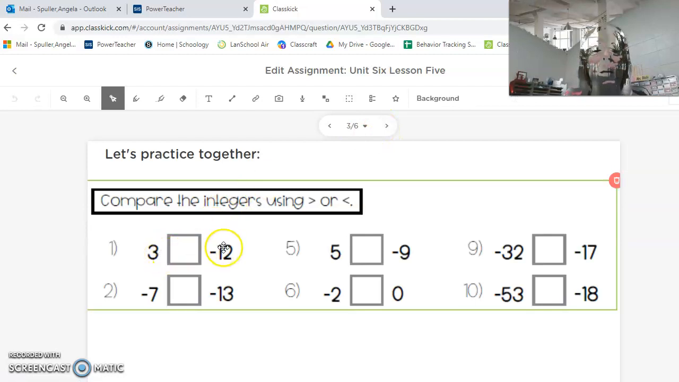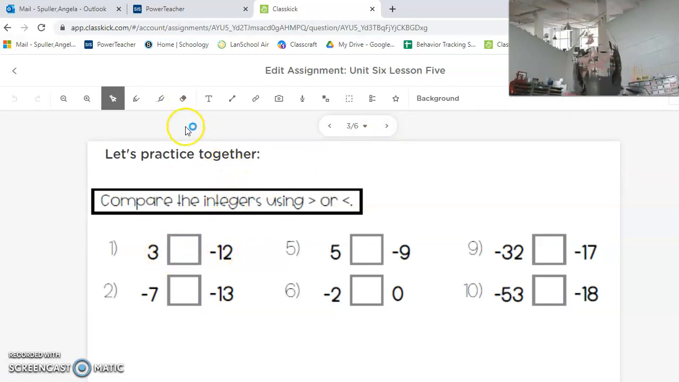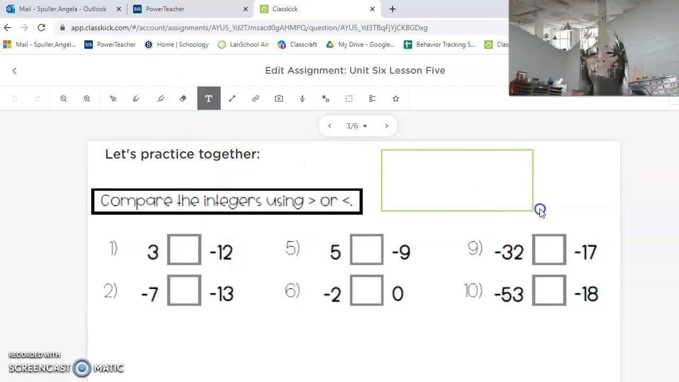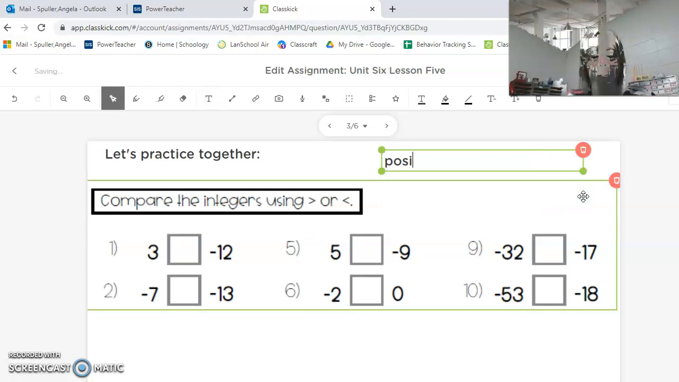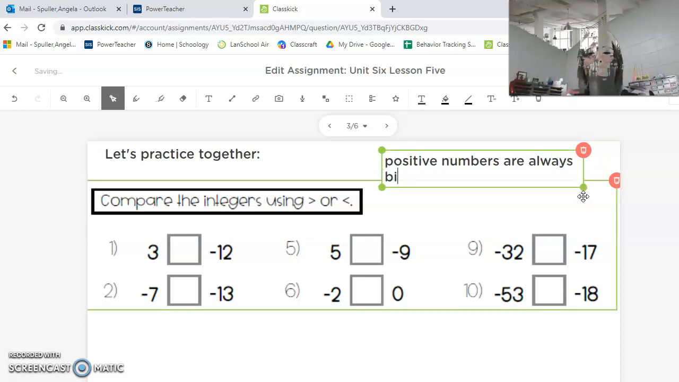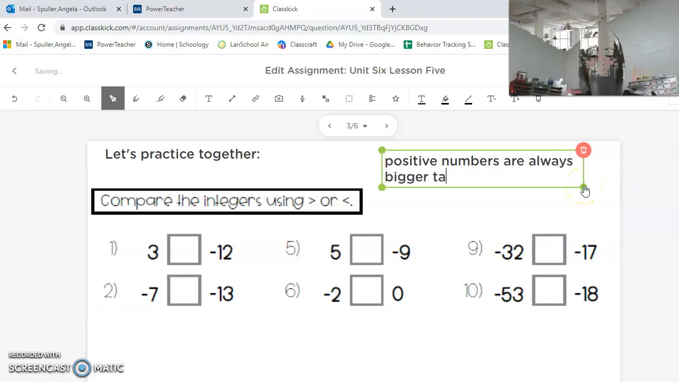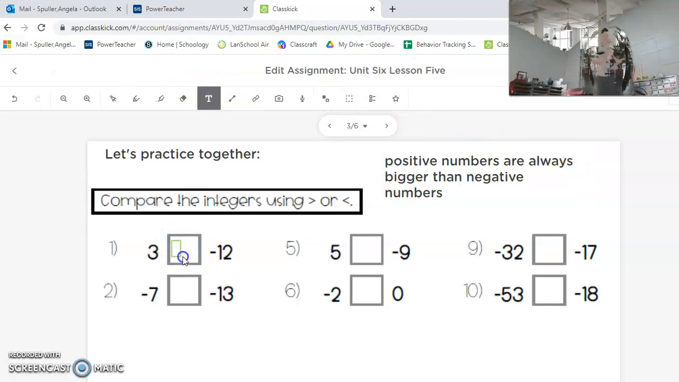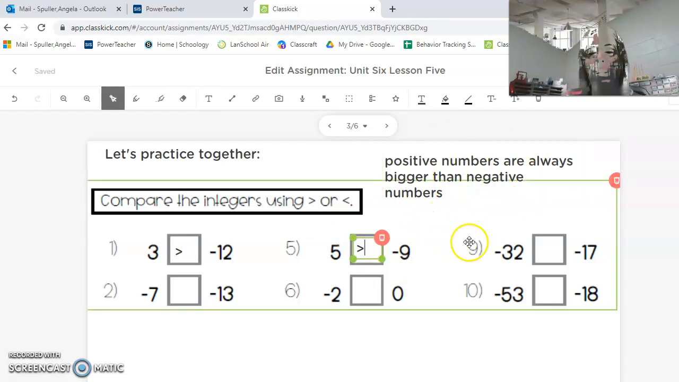All right, so I have 3 and 12. Well, remember what I said the rule was? And actually, why don't we put the rule down? Positive numbers are always bigger than negative numbers. Okay, that's a good rule to remember right there. So this one, we know that 3 is bigger because it's a positive number. Okay, looking at 5 and -9, well, there's that rule again. 5 is a positive number.